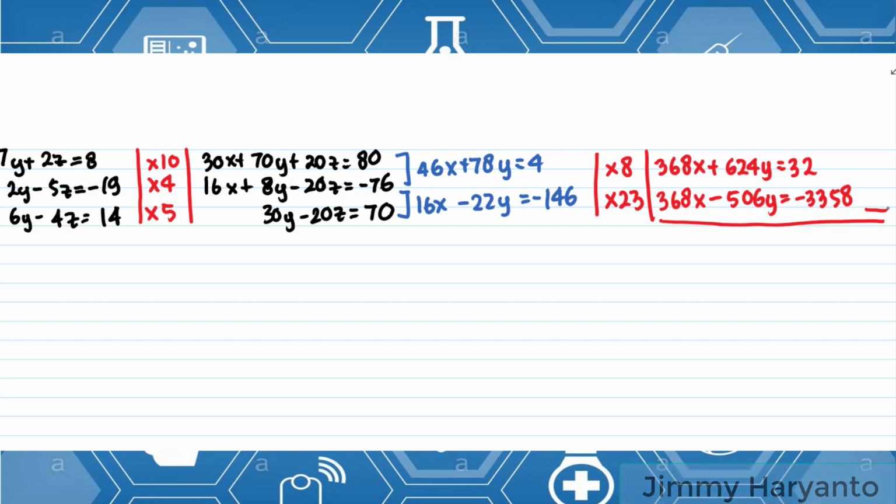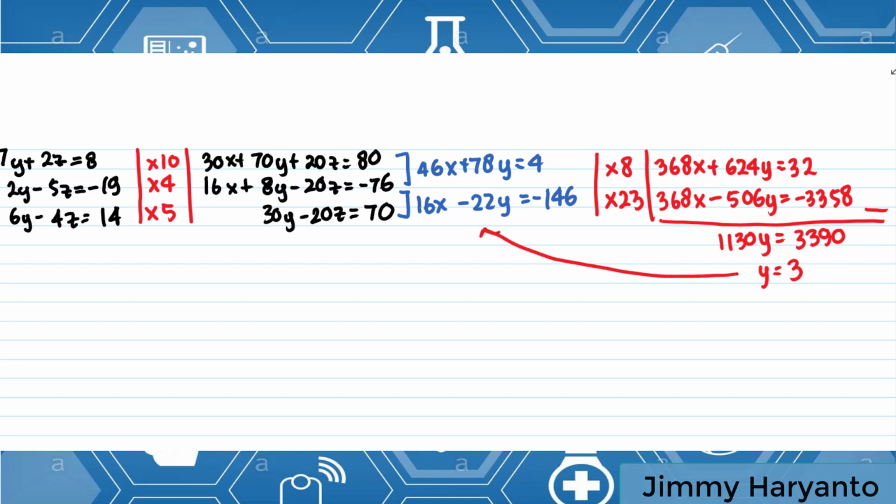It will be 624 plus 506, 1130y equals 32 plus 3358, 3390. So the y will be 3390 divided by 1130. Yes, it's 3.